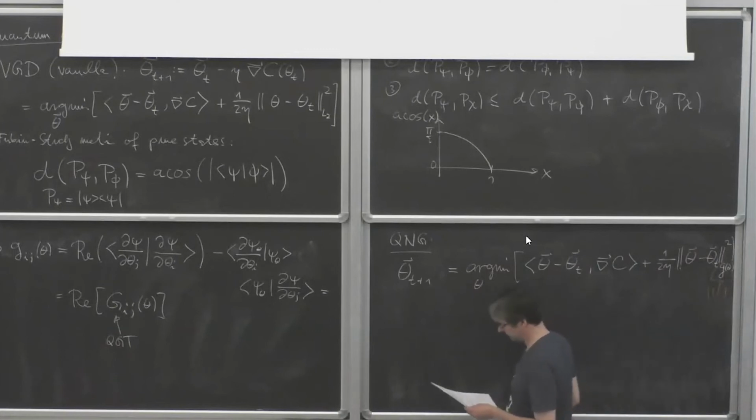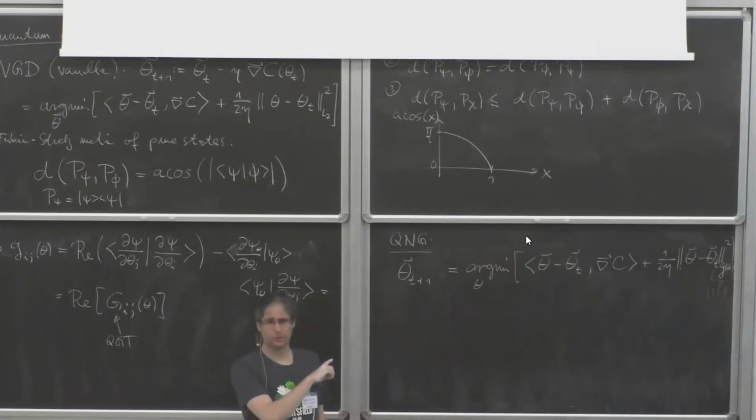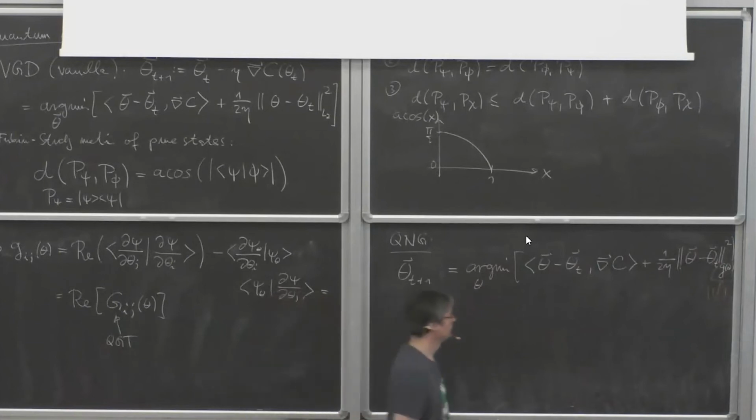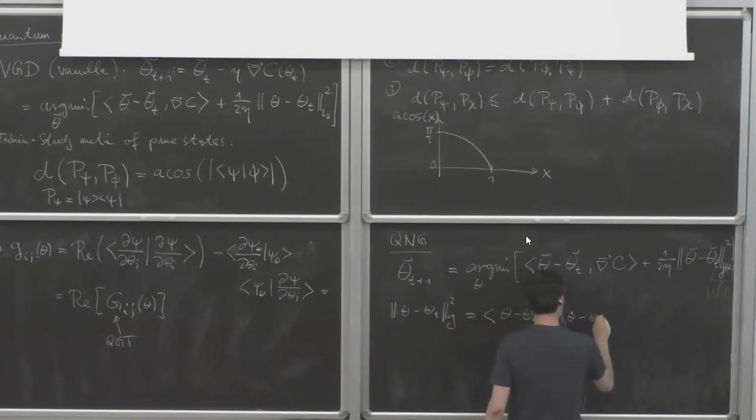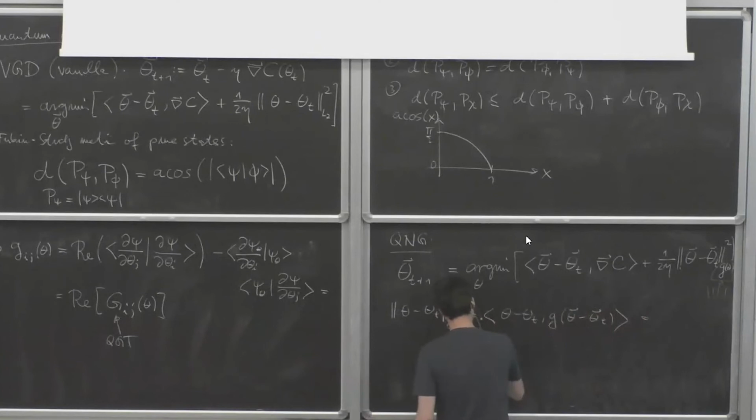So that means, do you know this notation, or should I define it? Or let me just write it explicitly. So it's basically theta minus theta t g, or if you want to do it explicitly, let me use Einstein summation here.